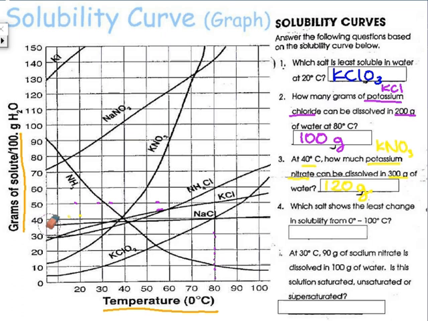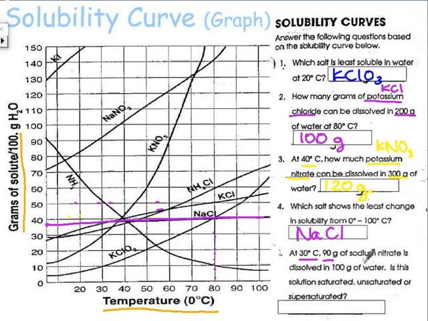It is going to be this one, because if you see, this one just kind of does this. It doesn't change very much. It goes from a little less than 40 to about 40. So which one changes the least? Sodium chloride.